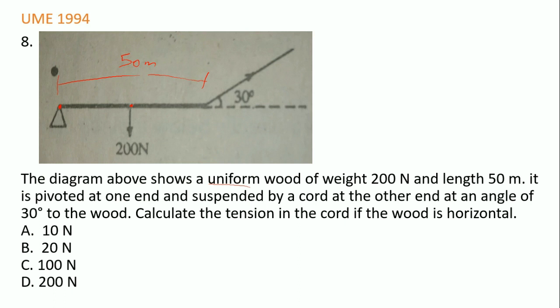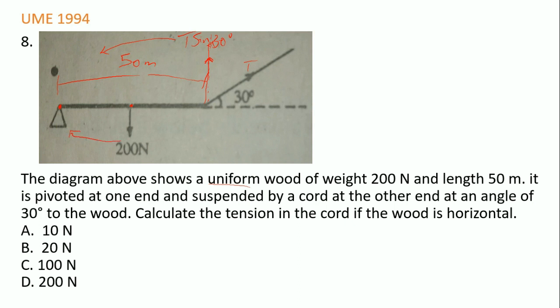Okay, the tension in the cord, let's call it T, and like I said earlier, just resolve this to the vertical, and that is going to be T sine 30. We have this guy here, T sine 30, if we resolve it to the vertical. Now then, if you take moment about this point, this guy will be having anti-clockwise moment about this point, while this guy will be having clockwise moment about this point.